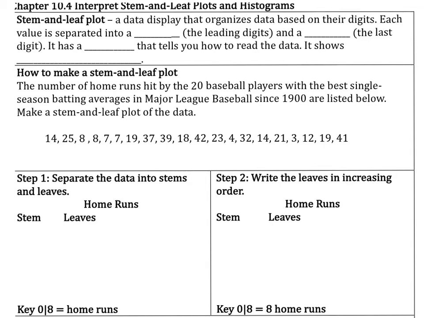Each value is separated into a stem, which we call the leading digits, and a leaf, which is the last digit. It also has a key that tells you how to read the data. The stem and leaf plot also shows how data are distributed.